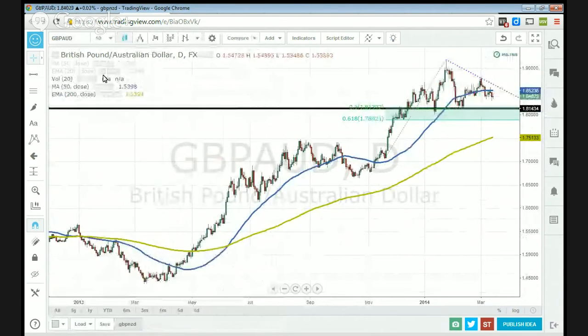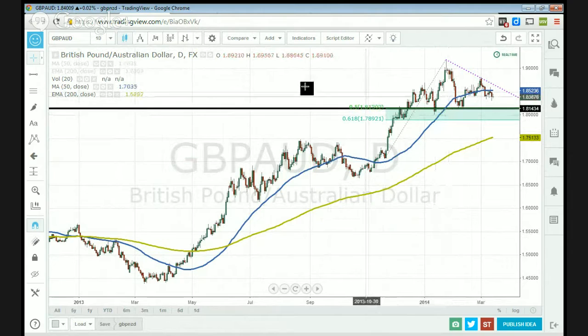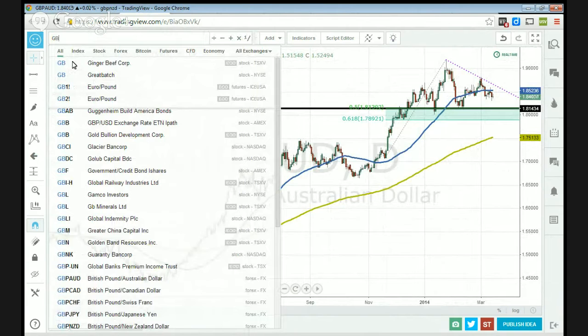Pound Aussie. Descending triangle here. Looks like it could be in the makings. However, I'm still interested in buying. I'm not a huge fan of triangle patterns. I'm still interested in buying at 81.43 if that opportunity manifests. Nice uptrend. I'd like to buy the uptrend.